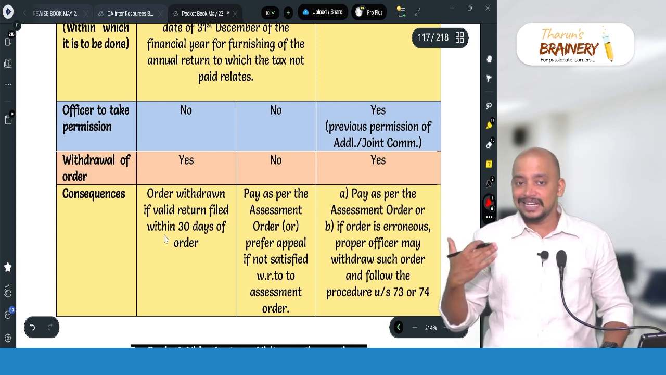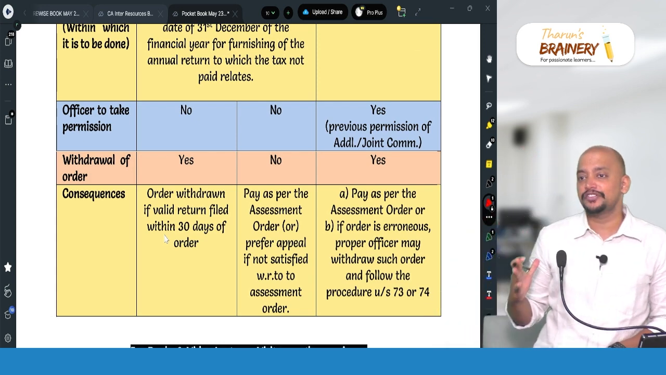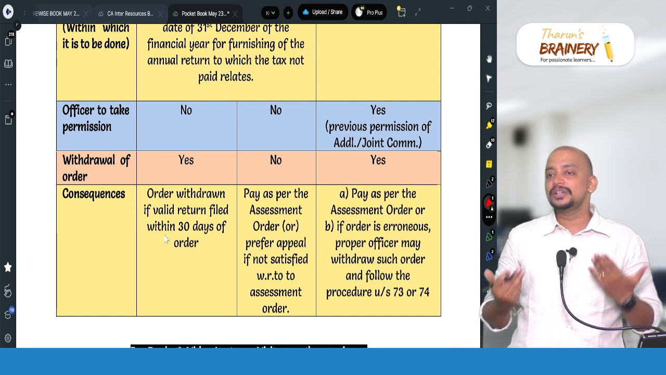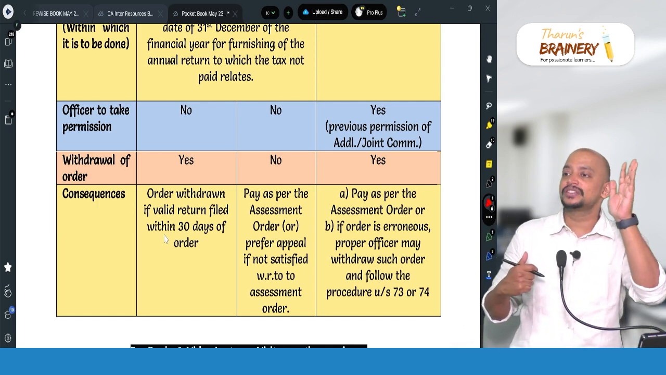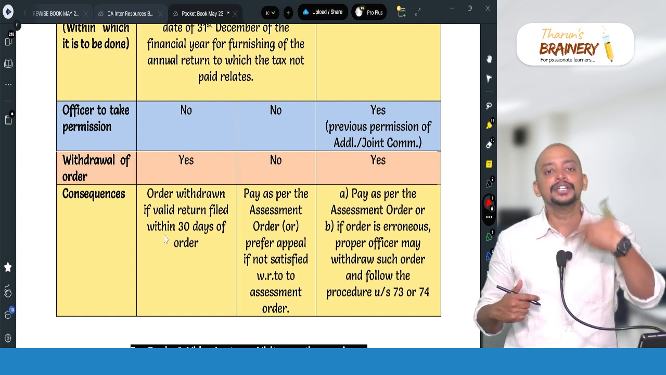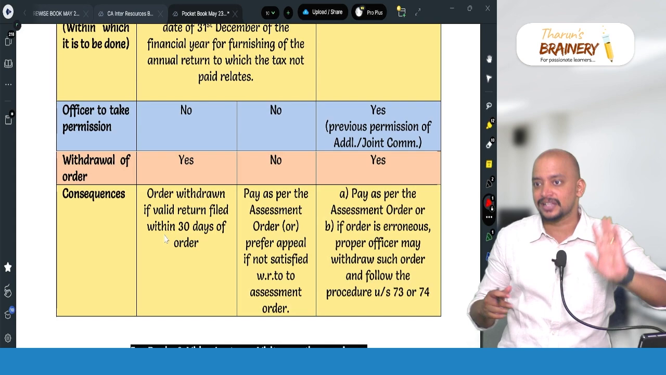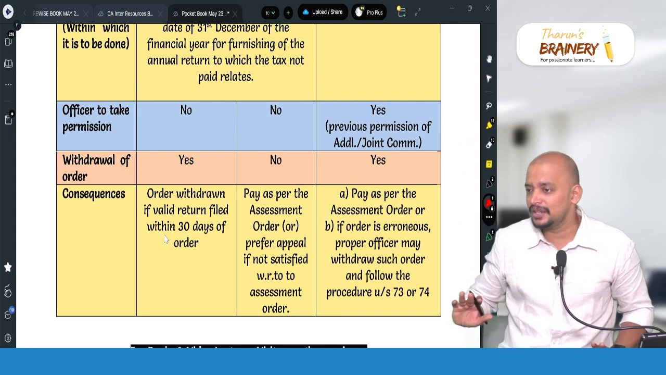So within 30 days from the date of best judgment assessment order, if you are filing the returns, there is no problem. Actually best judgment assessment under section 62 is initiated because of non-filing of returns. You file the returns, so then as per returns only it will be the tax. So best judgment assessment order will be withdrawn.